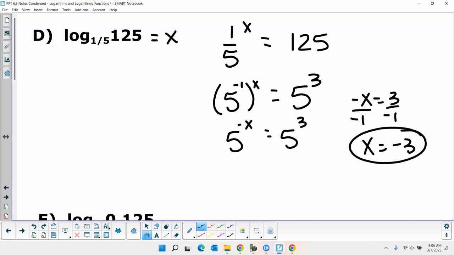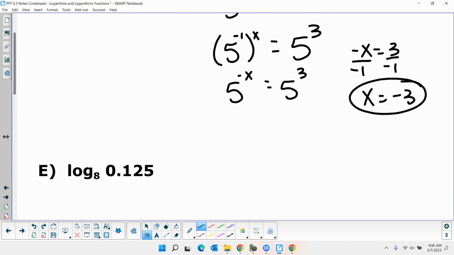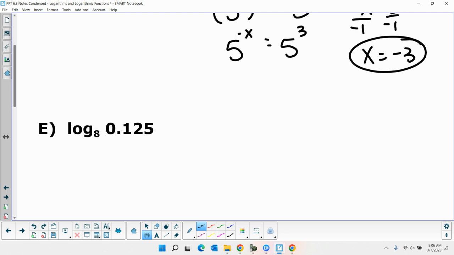Questions? Okay. All right. So this says equal x. So I'm going to rewrite it as 8 to the x equals 0.125. Well, I need to try to get that with the same base of 8. Well, how do we say that number properly? Not 0.125. What do we say? 125 thousandths, right? That's the proper way to say that.